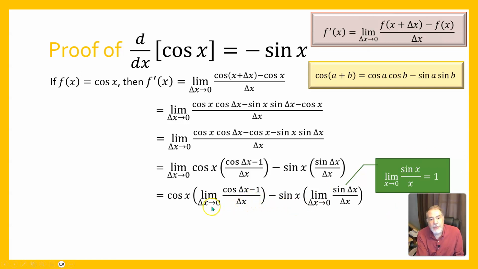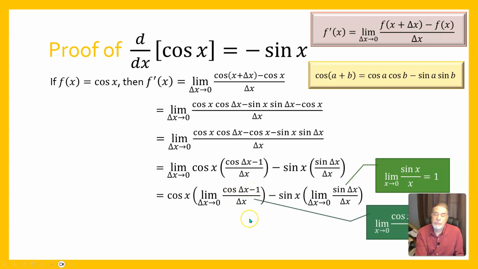And what about this limit? The limit as something approaches 0 of the cosine of that variable minus 1 over that variable. Well, that limit is 0. So if we go ahead and put in those limits, we have that this equals cosine of x times 0 minus sine of x times 1, which of course simplifies to just minus sine of x. So that completes the proof.